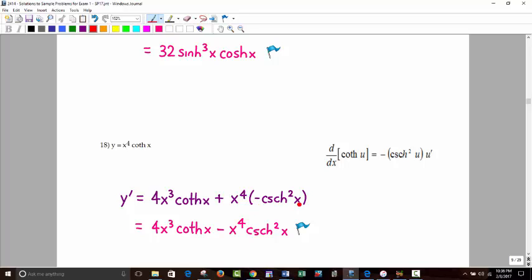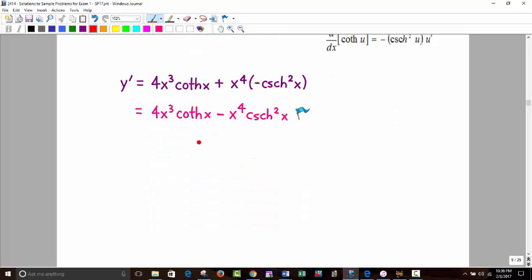So it's negative cosech squared x. Keeping the parentheses around it is fine like that. If you have the negative right there, you have to have parentheses or that would look like subtraction. But if you want to get rid of the parentheses, you can just put the negative out in front and you no longer need the parentheses. So that was just a straightforward product rule.